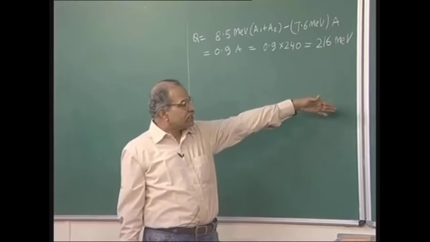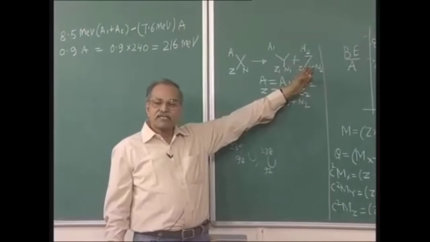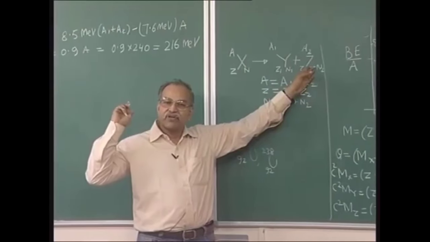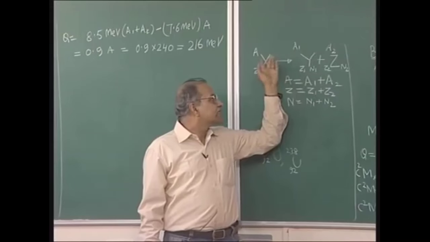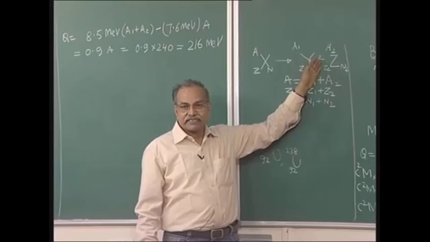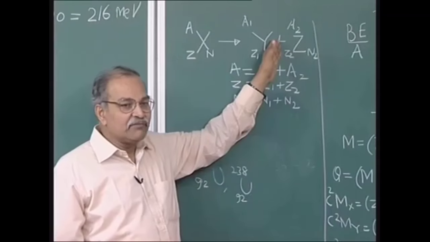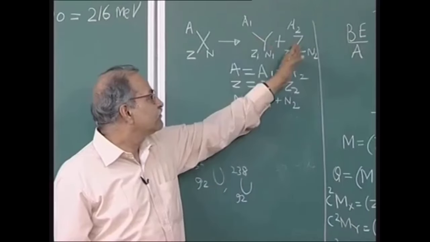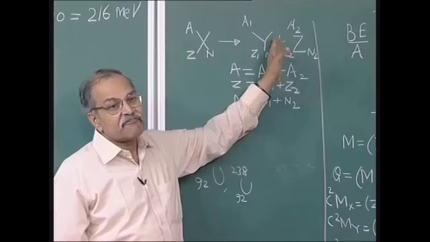So, if this reaction does take place, if this X goes into Y plus Z, where is this 216 MeV gone? The rest mass energy here is more, and it has decreased in this reaction. So, the rest mass energy is less here. The remaining 216 MeV, where will it go? Primarily, it will go into the kinetic energies of these so called fission fragments.